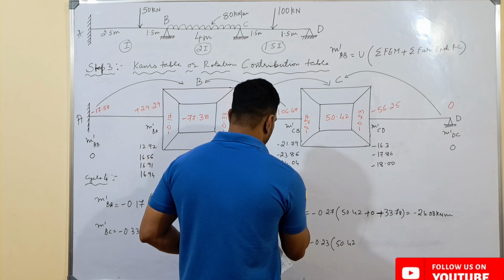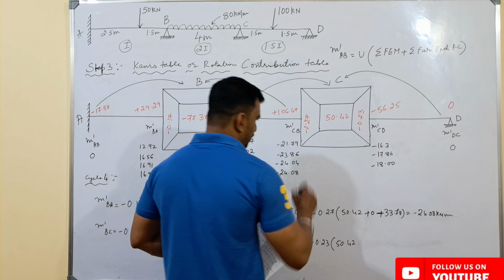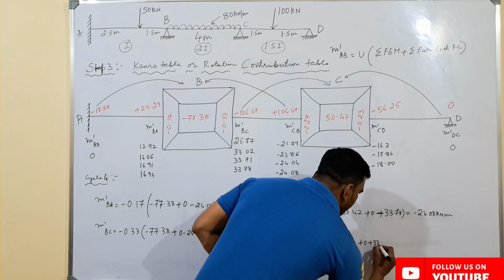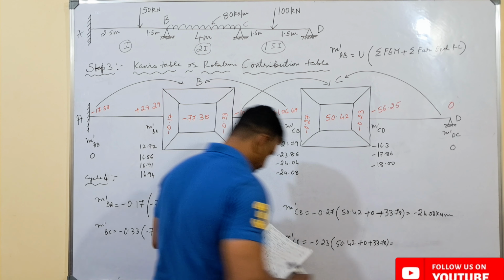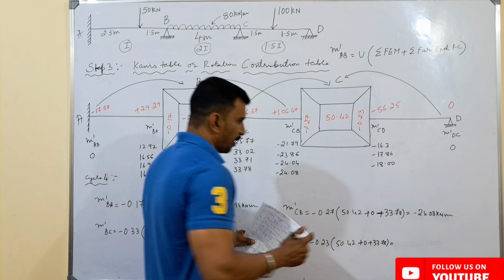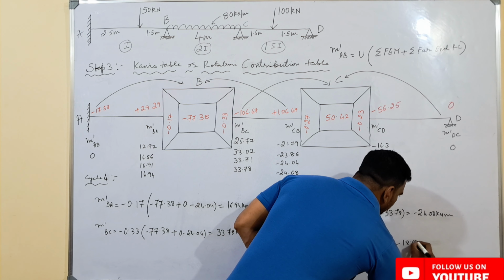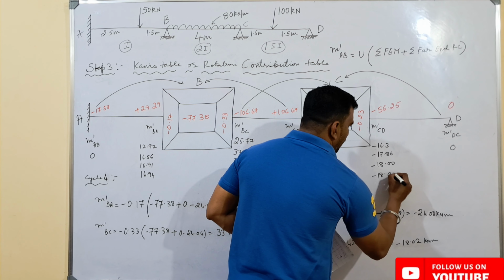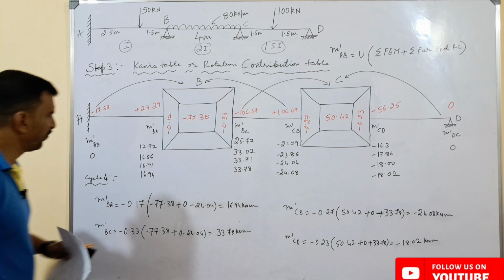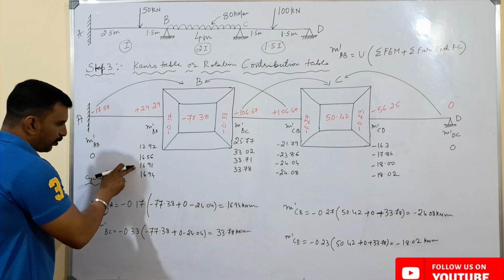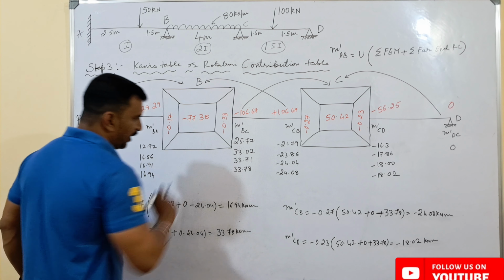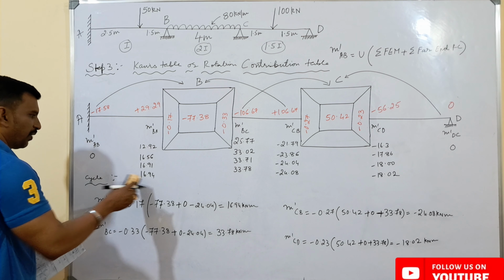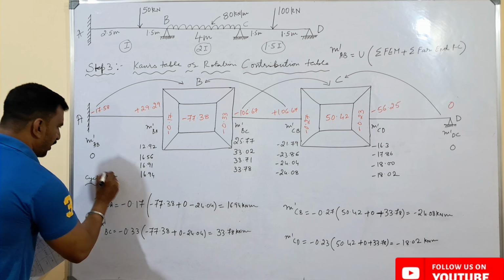So here minus 24.08, so here plus 0 plus 33.78, which will be equal to minus 18.02 kilonewton meters. So minus 18.02. Now if we observe here, the values are almost similar. So probably if we carry out one more cycle, the values will be equal here.